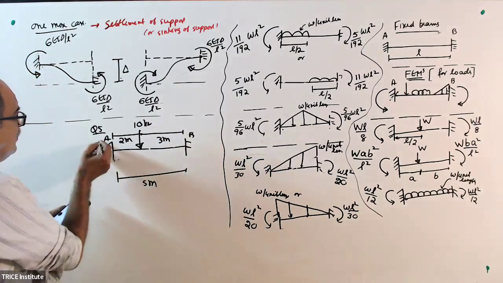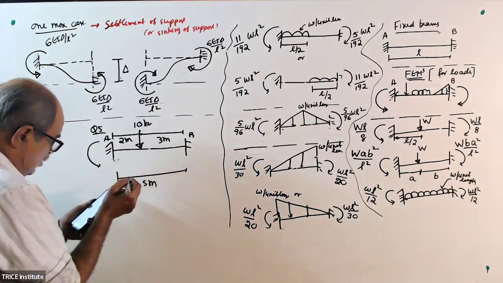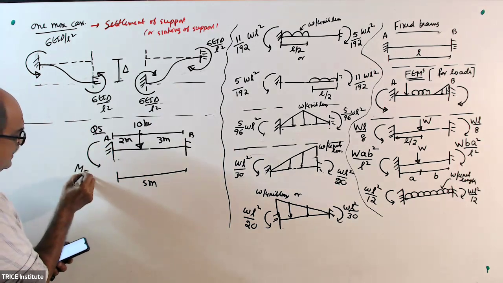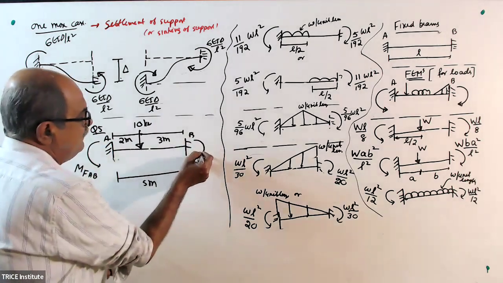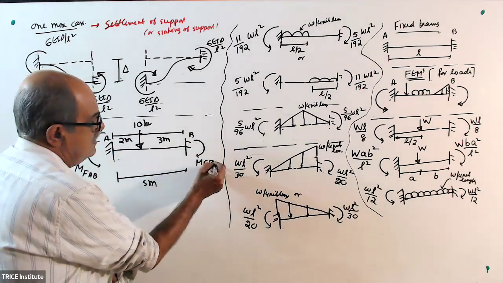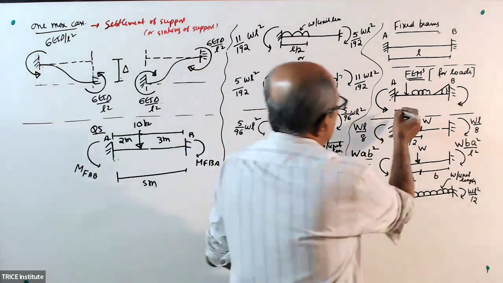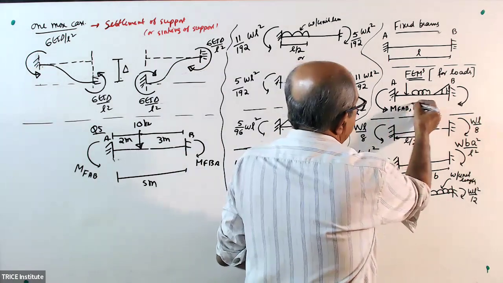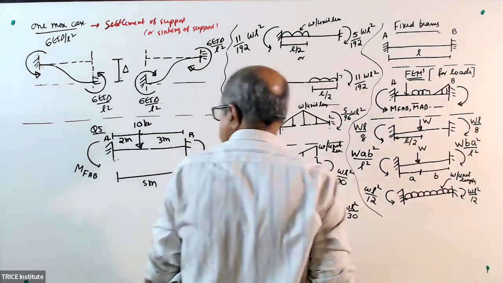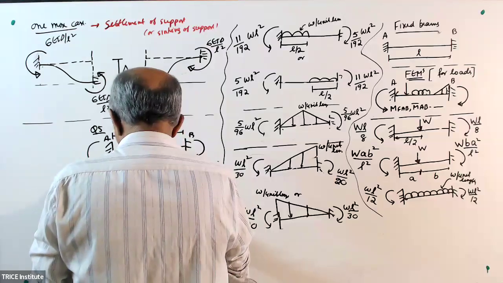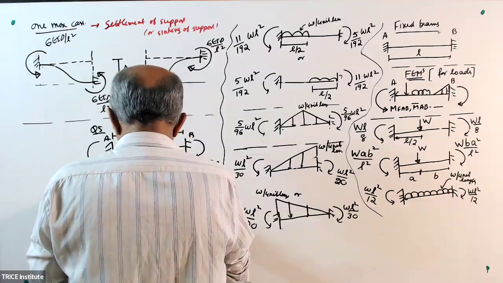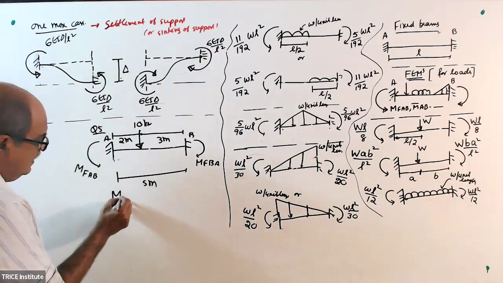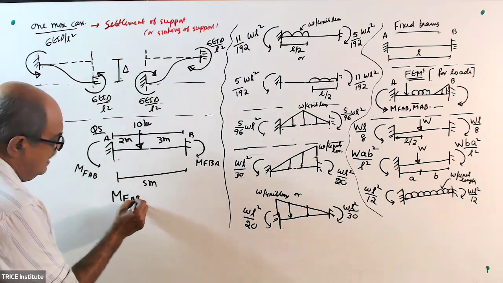Then they told, arrow mark they given. They told this is MFAB, moment due to fixity at AB. This is MFBA. Remember, the fixed end moment they can call either MFAB or M bar AB, etc. They want the answer, for the given beam, what is the value of MFAB. They want what MFAB is, how much.